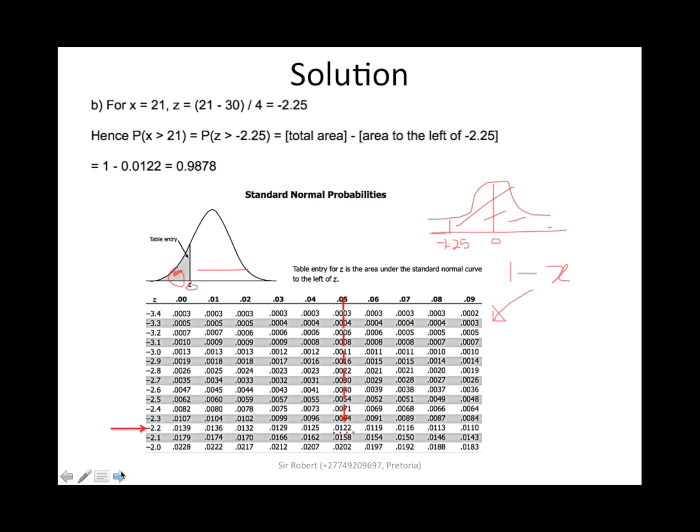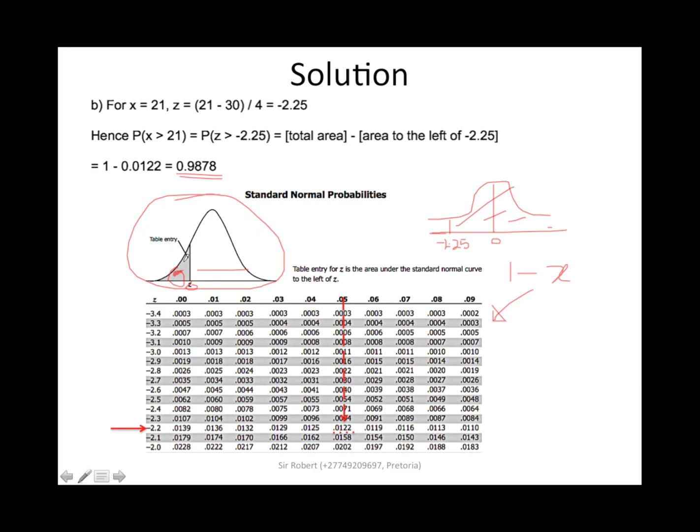So now from the tables, you go to minus 2.2. Minus 2.2 is here, but you need 0.25, so you go to 5. Then you link them like this. So this one will be 0.0122. So it means it's 1 minus 0.0122, and you get 0.9878.